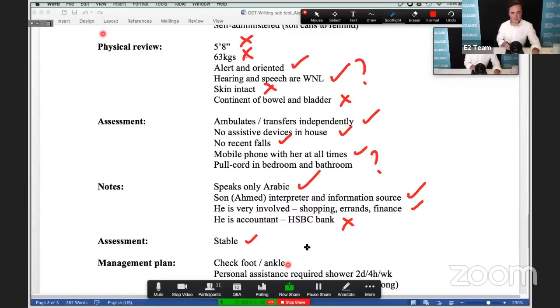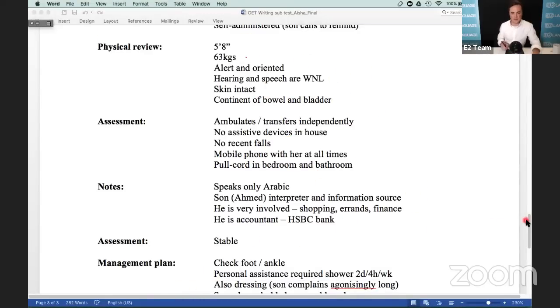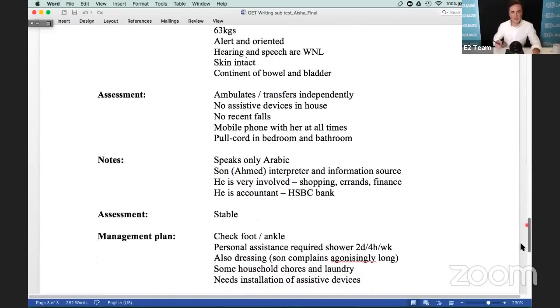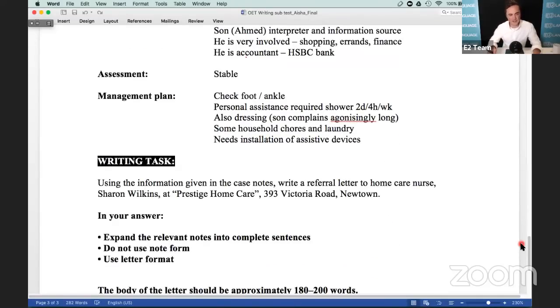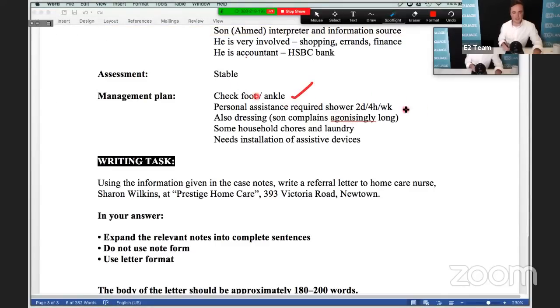Okay, let's move on to the management plan. I'll do this separately because this is important. Let's have a look at the management plan. Usually you will always have to include all the information in the management plan because that's basically the purpose of the letter. So let's have a look at this. Oops. And okay, so yes, we want her to check the foot. She needs personal assistance. I'm going to include this timing into the letter. She needs help with dressing or chores. So I might include these two together. And this is a really important one. Needs installation of assistive devices.